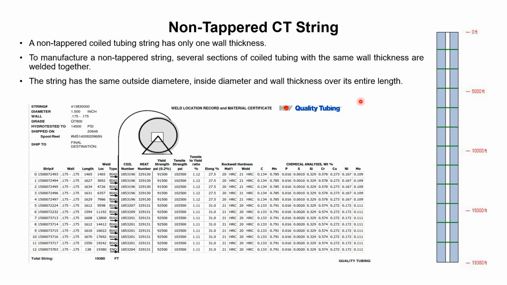Usually a non-taper coil tubing string is used in shallow wells. Those wells which have less depth, we use non-taper coil tubing string. Now we'll move to the next type, that is the taper coil tubing string.